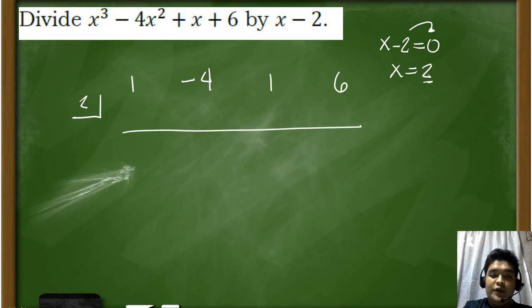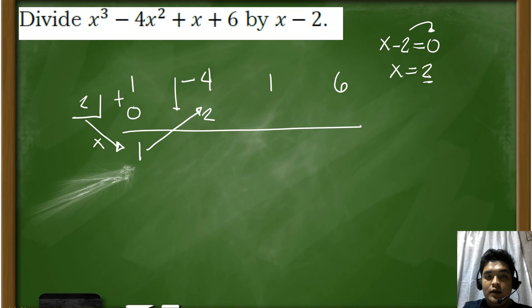Okay, first, bring down the 1. Then we add. 1 plus 0 is 1. Next, this 2 is multiplied to the sum earlier. 2 times 1 is 2, and we put it here. Then add: negative 4 plus 2 is negative 2.